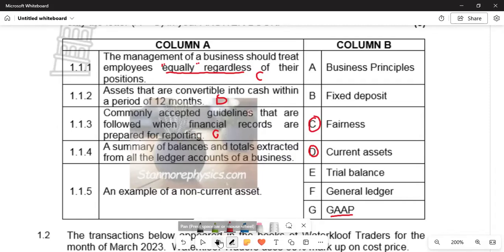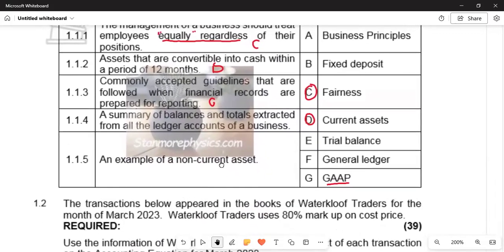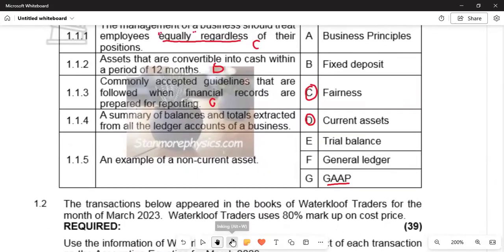Now we are moving on to 1.1.4, which says a summary of balances and totals extracted from all the ledger accounts of a business. That one is the trial balance. The correct answer is E. An example of non-current assets, as you know, is a fixed deposit. The correct answer is B.